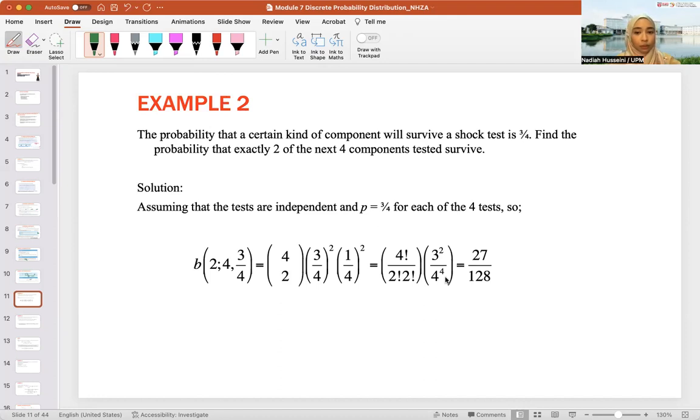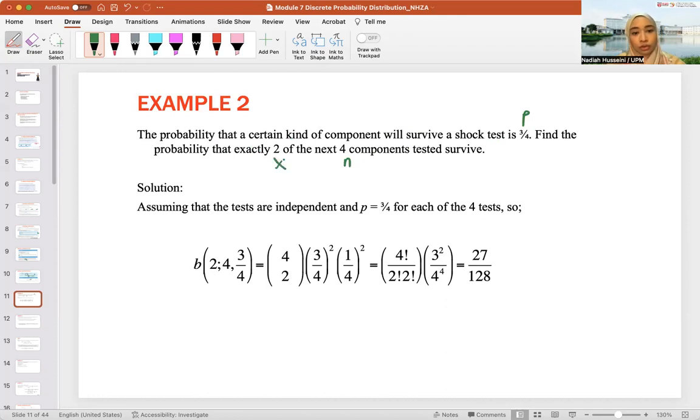This was the example that we went over last time. The probability that a certain kind of component will survive a shock test is 3/4. So this is our probability. Find the probability that exactly 2 of the next 4 components. So your 4 is the number of your trials, so this will be your N. And exactly 2 is the number of X.